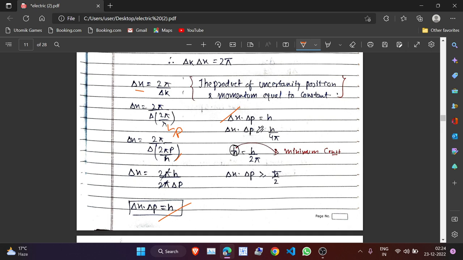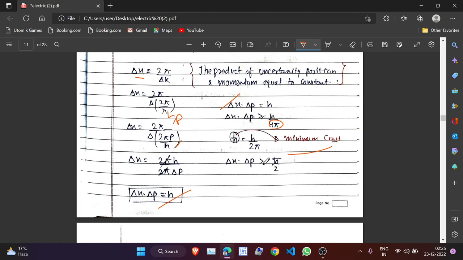Delta x into delta p is greater than or equal to h upon 4 pi. 4 pi is a constant which is added to h, so that it is less than or equal to the delta x into delta p value. H bar we have taken as some minimum constant. H bar is equal to h upon 2 pi, which is used for ease of calculation of the questions.